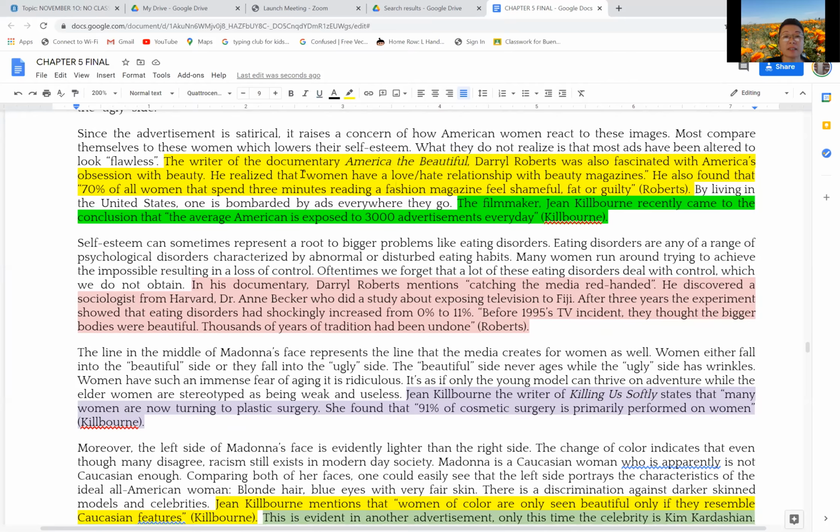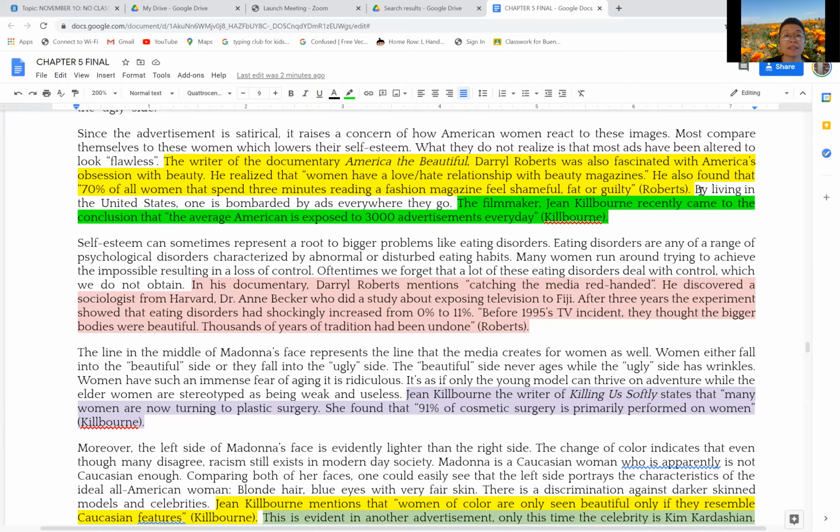He realized that, "women have a love-hate relationship with beauty magazines." So she properly places the quote. He also found that 70% of all women that spend 3 minutes reading a fashion magazine feel shameful, fat, or guilty. She's double quoting him. She's using two quotes from his documentary, and she properly places them. And you'll see at the end here, she puts the source's name, Roberts, so we know that this is what Roberts said.